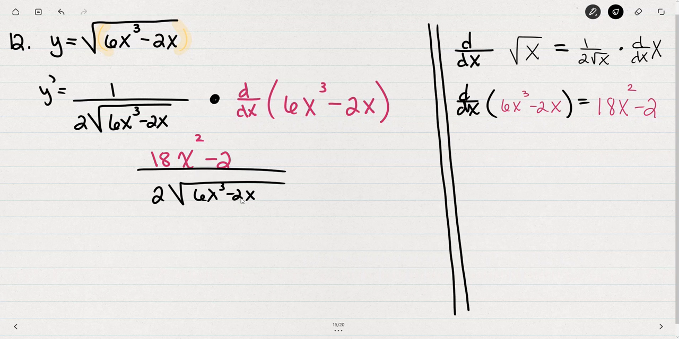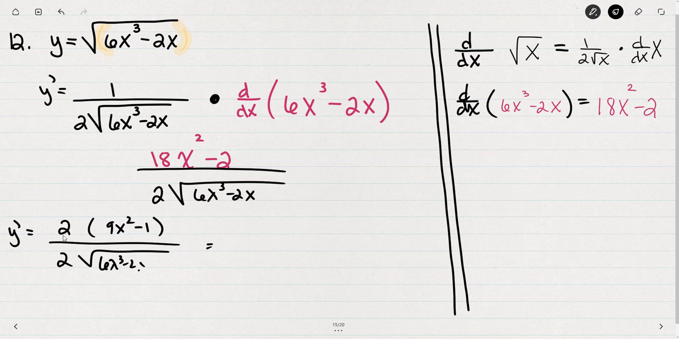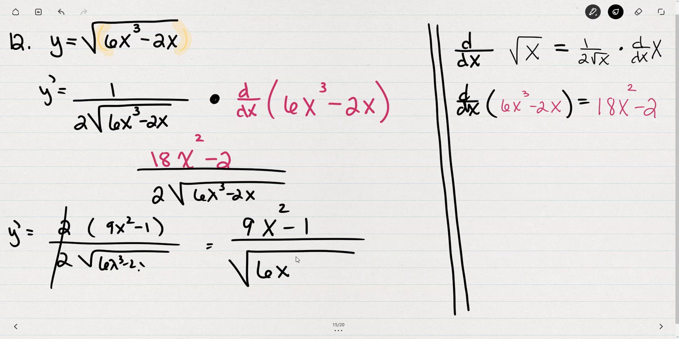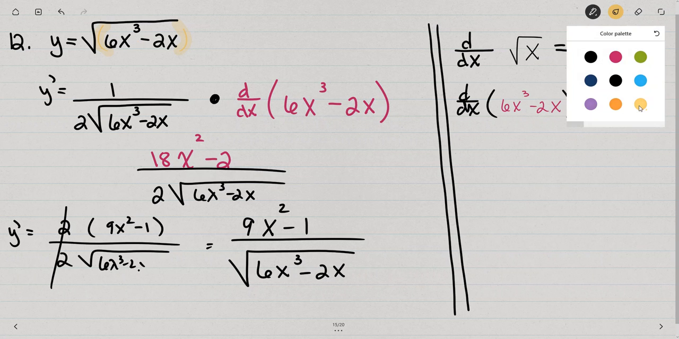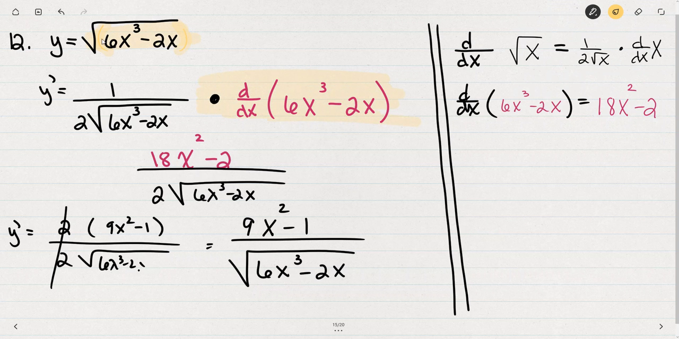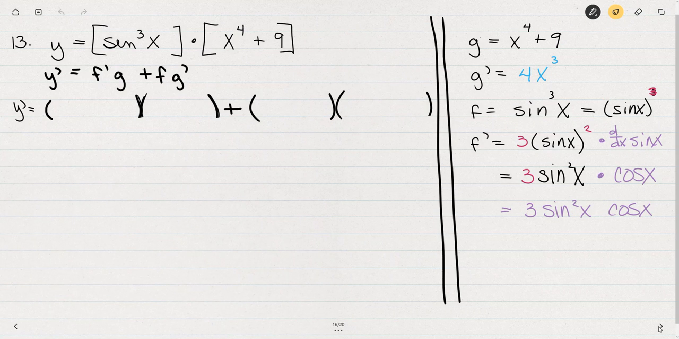You might notice that you can factor a 2 out of everything. So we could see this as 2 times 9x squared minus 1 over 2 times the square root. So when I divide out the 2's, I'm left with 9x squared minus 1 over the square root of 6x cubed minus 2x. It's important to notice this chaining. Let me highlight that. It's important to notice that we have to chain the derivative of the radicand. So we did the derivative of a radical, the square root, times the derivative of the radicand, the 6x cubed minus 2x.